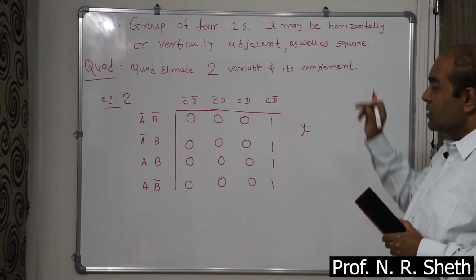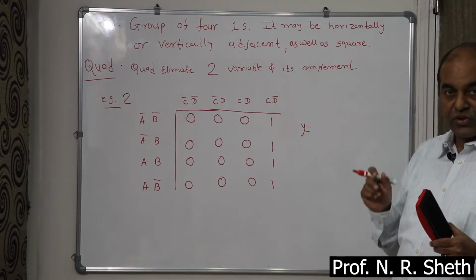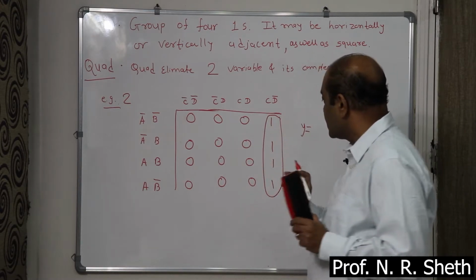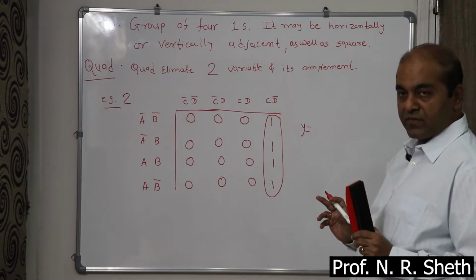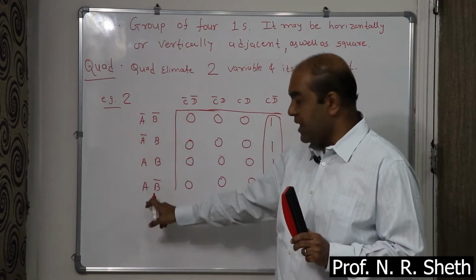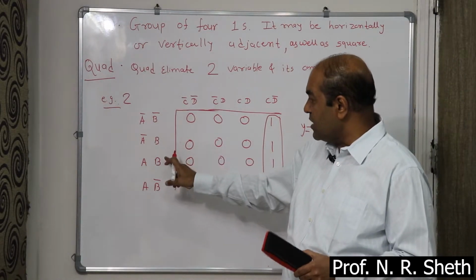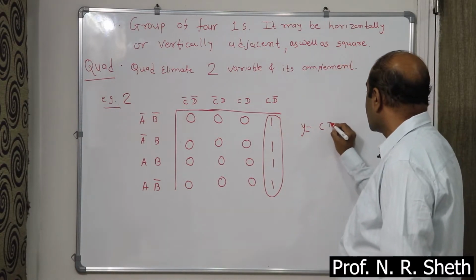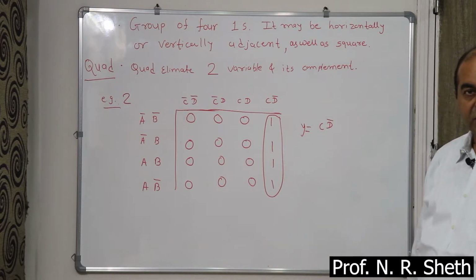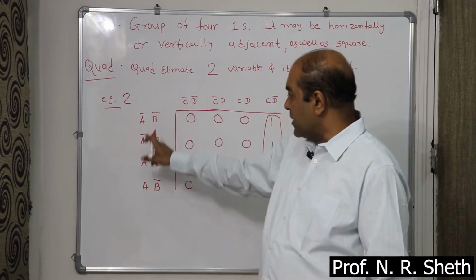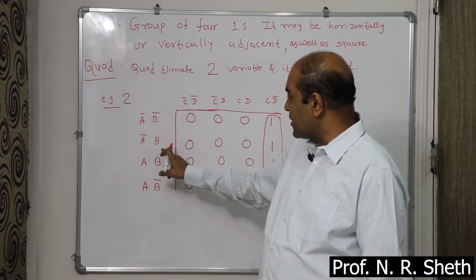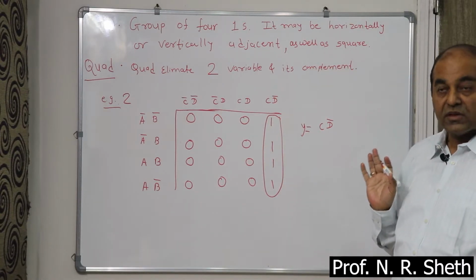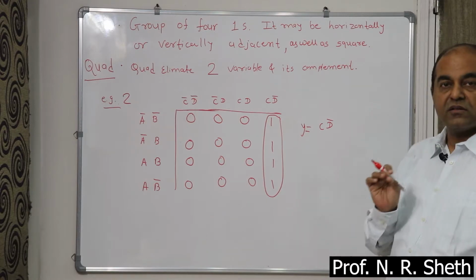Four ones in the vertical adjacent position. So encircle it. Now your Y. A bar, A bar, A, A cancel. B bar, B, B, B bar, that is also cancelled. So Y equals C D bar. Simple. A bar, A, A cancel, B, B, B bar cancel. So Y equals C, D bar. This is the vertical adjacent.